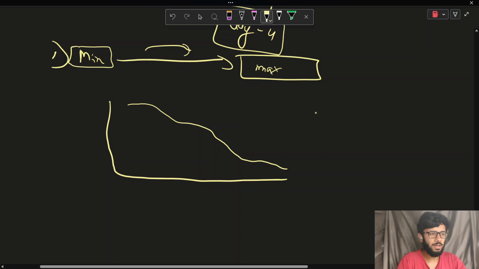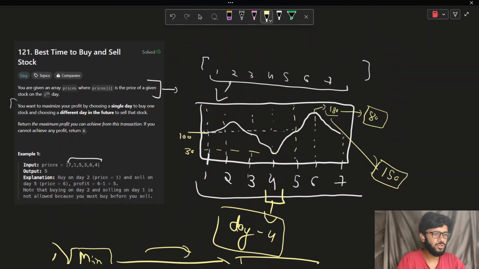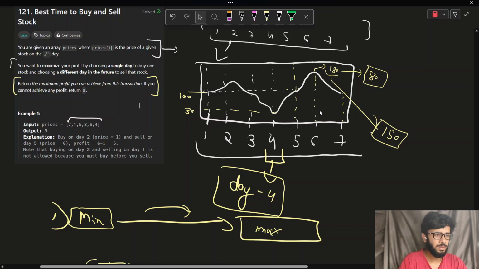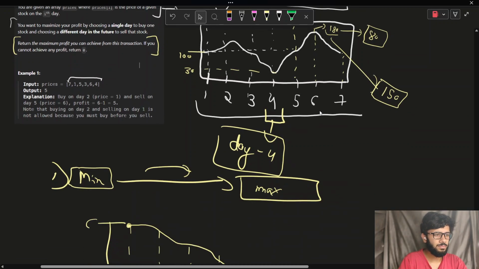In this case, what will happen? Like on day one, it is from the day one when we have bought this specific stock. After that, it's getting decreased every day, so its value got decreased eventually. In that case, they have told us to return zero. If we are not able to maximize any of the profits, or we are not able to get a profit, just return zero. Okay, so now what we can do is the best case.